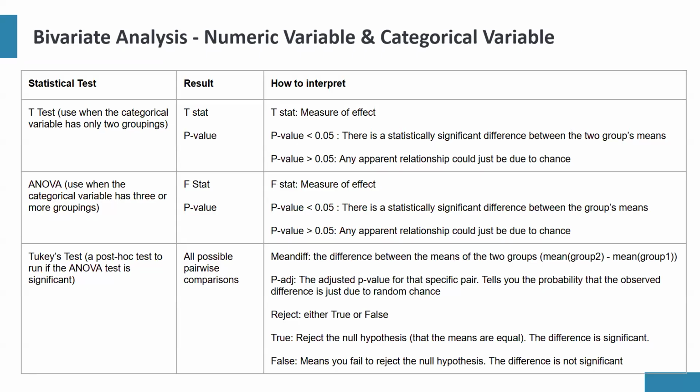The p-value we interpret just like we did with the t-test. If the p-value is below 0.05, we say there is a statistically significant relationship or difference between the group's means. If it's above 0.05, we say there is no statistically significant difference between the group's means. Tukey's test is a post hoc test, meaning if the ANOVA was significant, we then run Tukey's test.